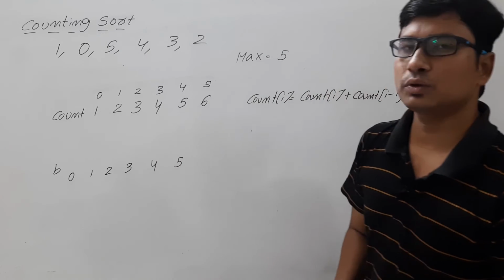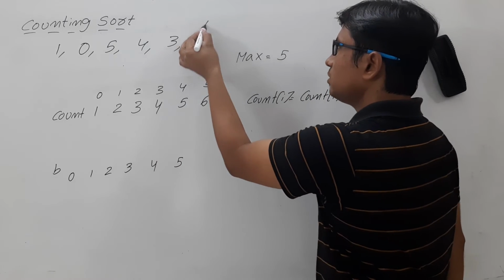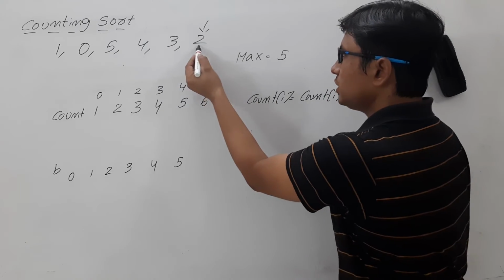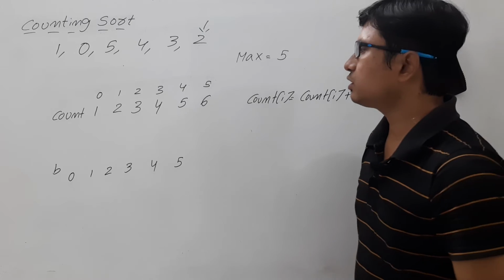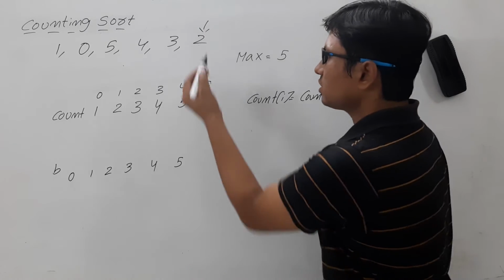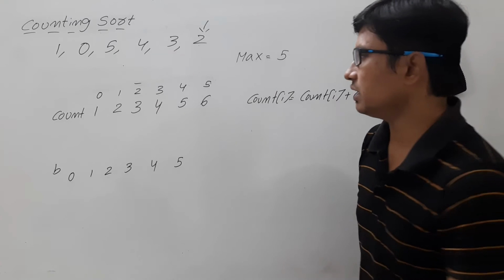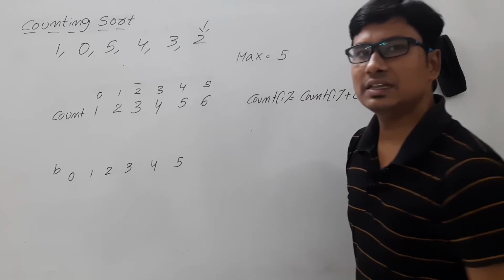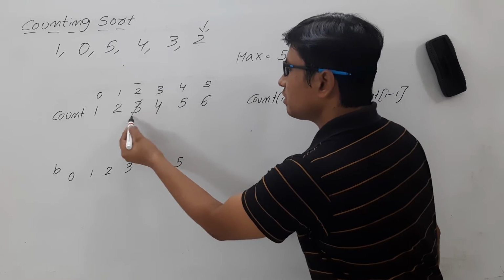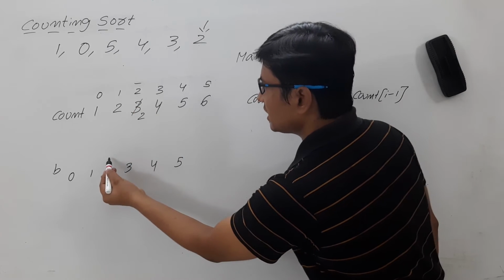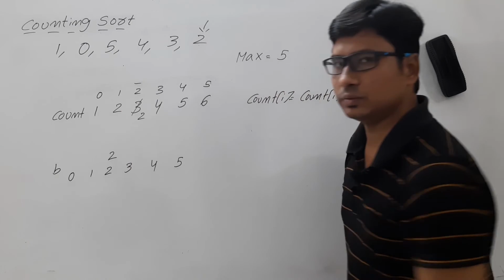Now what you need to do is look at the input from right to left. So first you look at the element 2. Once you got the element 2, go to the corresponding index. 2 is the index. What is the value there? 3. Now you decrement the value. Now it is updated to 2. So go to the corresponding index and write the value as 2.